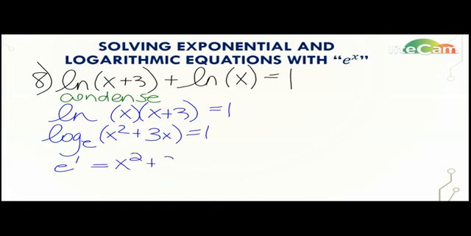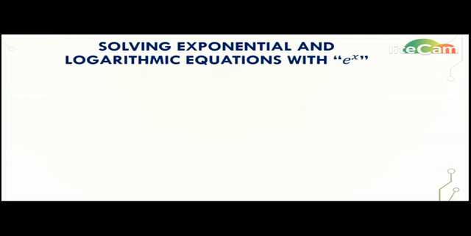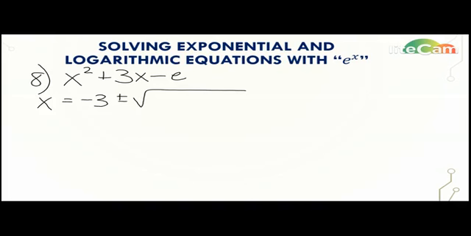Which is e to the 1 equals x squared plus 3x, which e to the 1 is just e, so I'm going to subtract e on the other side. And now what do I have? A quadratic, which means that I'm not going to be able to factor this. So for number 8, I'm going to have to use the quadratic formula. So I have x equals -3 plus or minus the square root of 3 squared minus 4ac, which is 4, 1, and negative e.